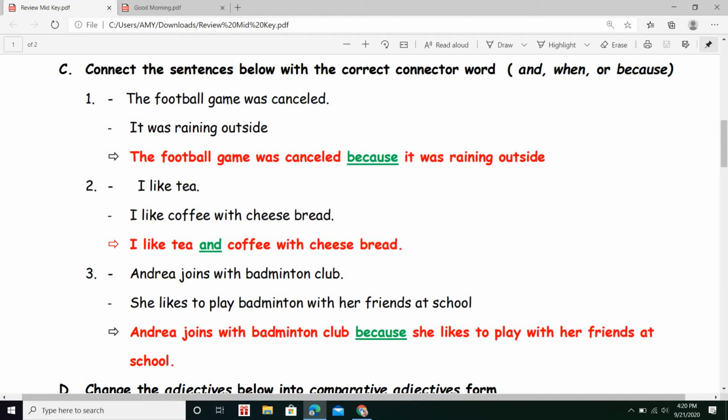And then for number 2, the 2 sentences that we need to connect are I like tea. I like coffee with cheese bread. So, to connect these 2 sentences, we use and because we are talking about 2 things, tea and coffee. So when we connect these 2 sentences, it will be I like tea and coffee with cheese bread.